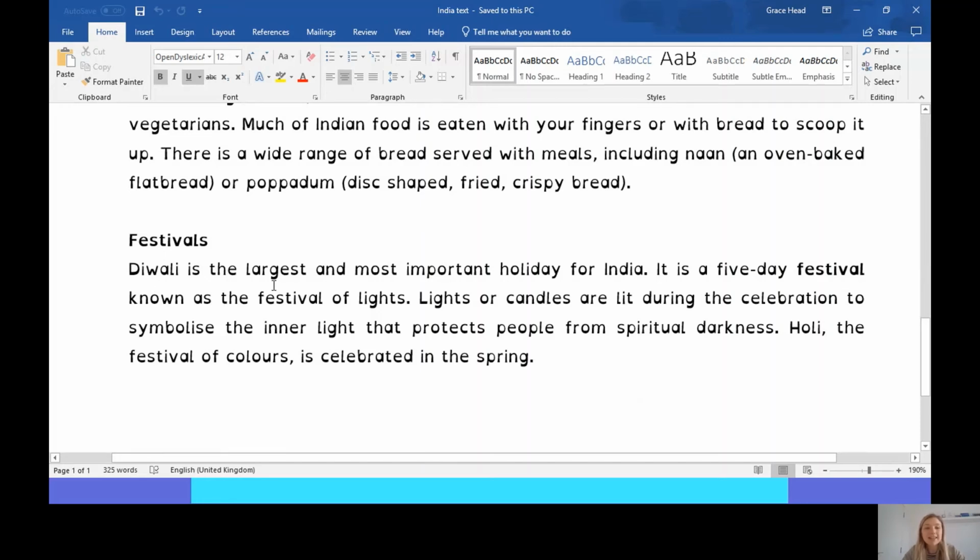Festivals. Diwali is the largest and most important holiday for India. It is a 5-day festival known as the Festival of Lights. Lights or candles are lit during the celebration to symbolize the inner light that protects people from spiritual darkness. Holi, the festival of colours, is celebrated in the spring.